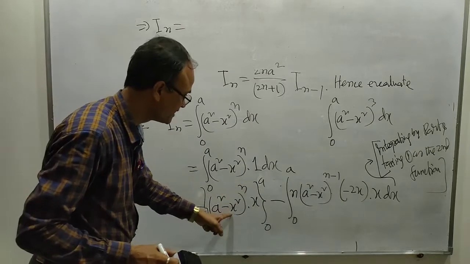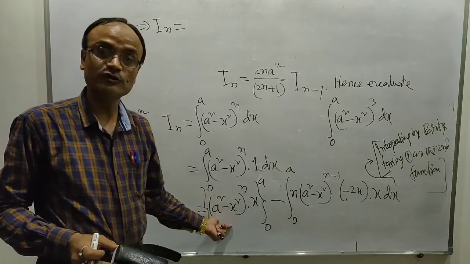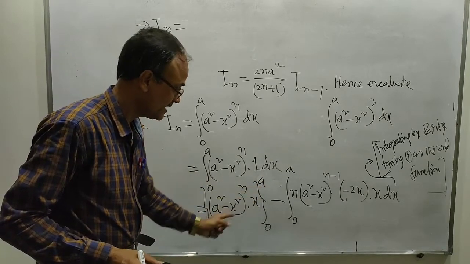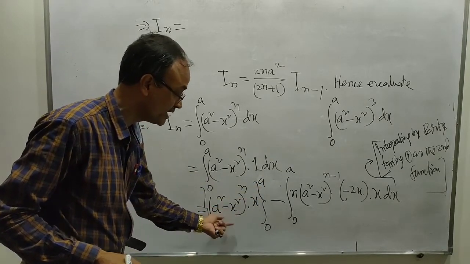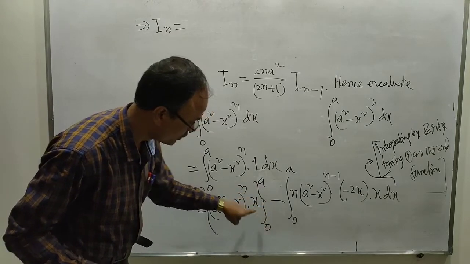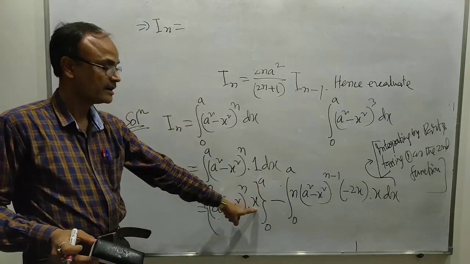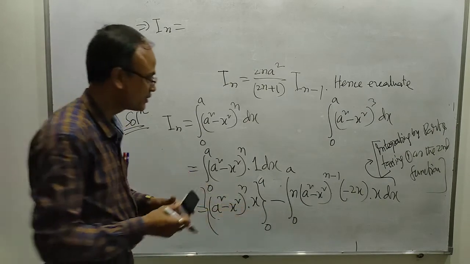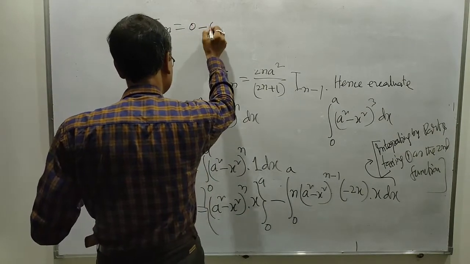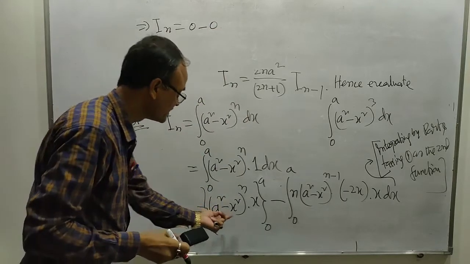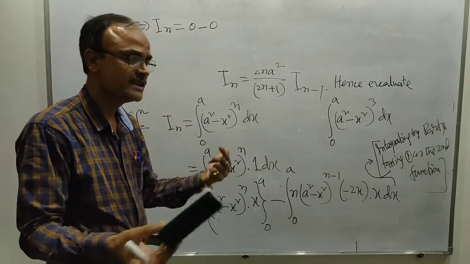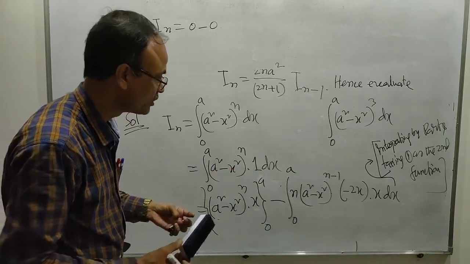If you put x equal to a, what will be a square minus a square? It will be 0. If you put x is equal to 0, then this x is 0. Ultimately you will get 0 minus 0. Put x is equal to a, this term will be 0. Put x is equal to 0, this term will be equal to 0. The product in all cases will be equal to 0.